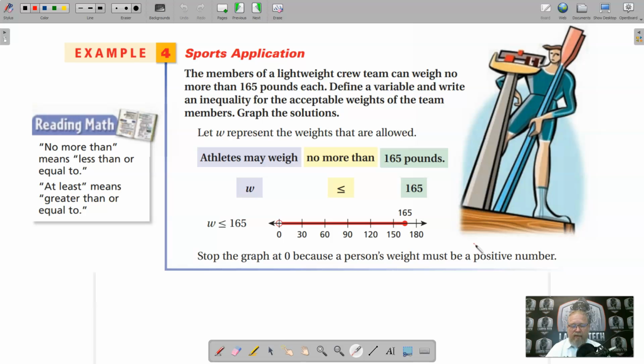So sometimes whenever we're dealing with real life situations and we're talking about inequalities, even though negative 60 is less than or equal to 165, in this situation we realize that negative numbers would not be reasonable. We could only go down to 0. Now, that means that 1 could be a possible solution, and I have a hard time finding anybody that only weighs 1 pound. Even whenever you're born, you weigh at least 5, 6 pounds, somewhere in there.